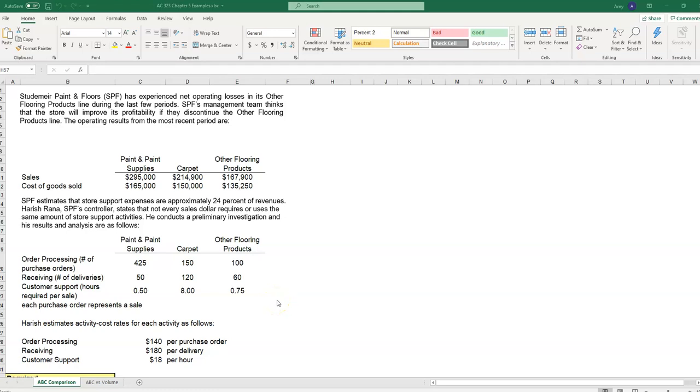Chapter 5 examples. So in Chapter 5, we talk about activity-based costing. And we're looking at activity-based costing as compared to a single or departmental rate for overhead application. So we have two examples that we're going to look at here.